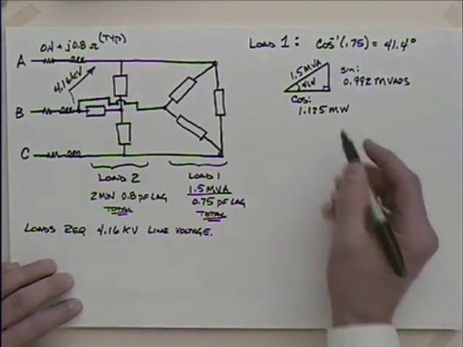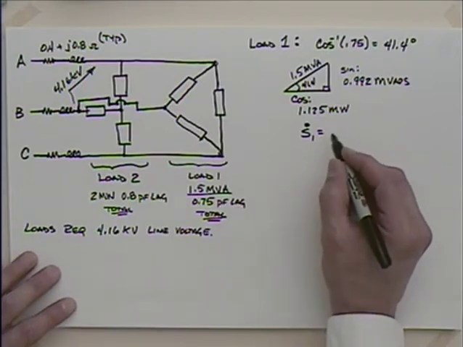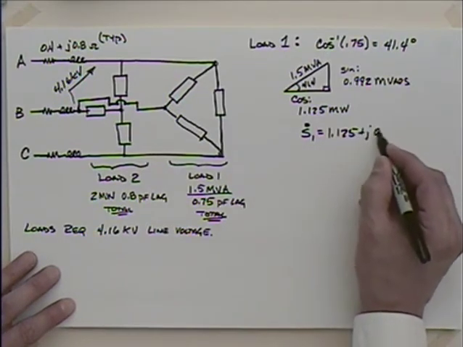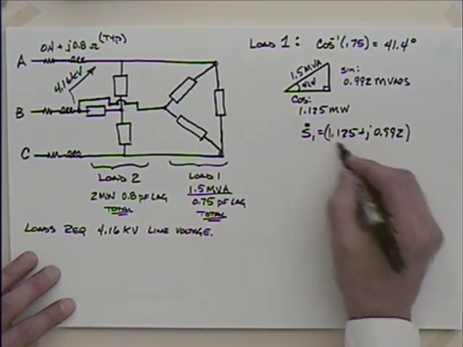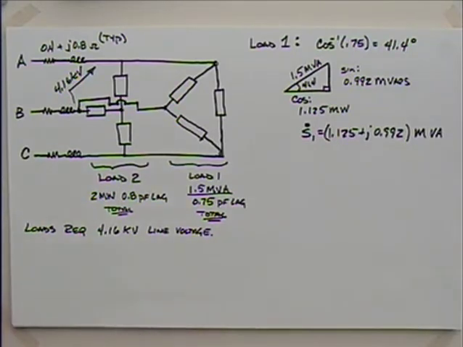So if we wanted to, we could talk about S. S for load number 1 for the total would be what? 1.125 plus j0.992 megavolt amps. Okay.